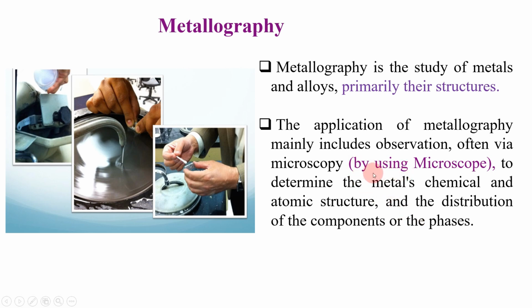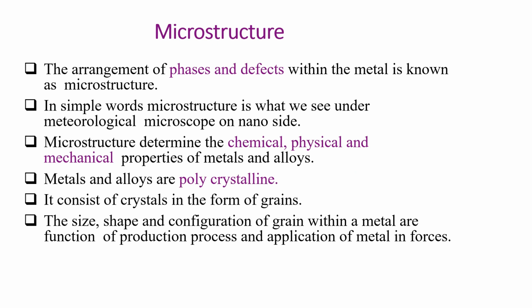The microscope is the device used to see the microstructure of the material. So metallography is the branch of science which deals with the study of metal structure or atomic structure with the help of a microscope. We have just seen in the definition that in metallography we are going to study the microstructure or structure of the material.